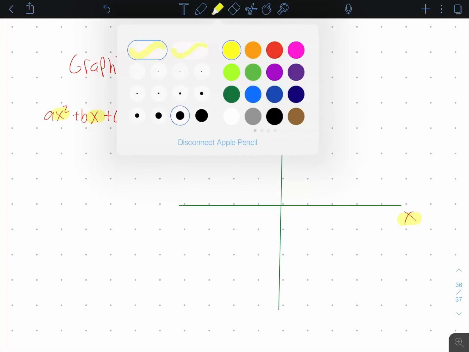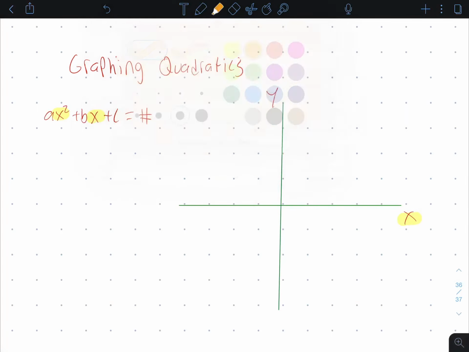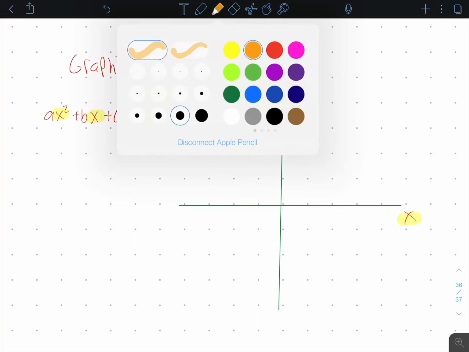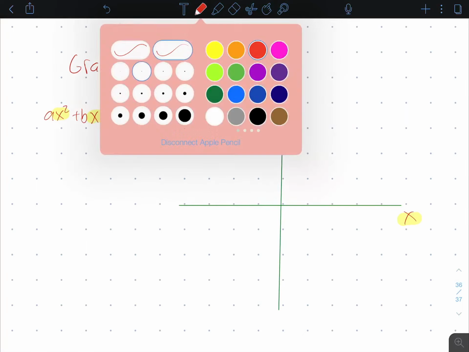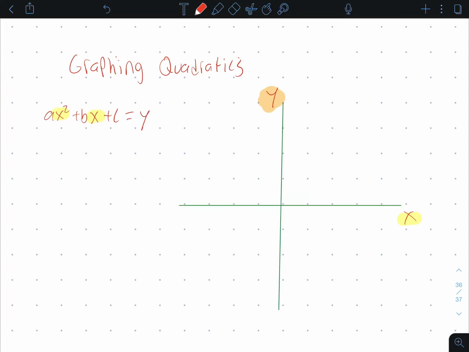So now we need to add some spaces for y, and where the y is going to go in this formula is here. The y is going to go on the right side of the equation for graphing quadratics. So let's change out this number symbol and put the letter y. So anytime you have ax squared plus bx plus c equals y, anytime you have anything where x is squared and you want to graph it, you set it equal to y, and then you just make a table.